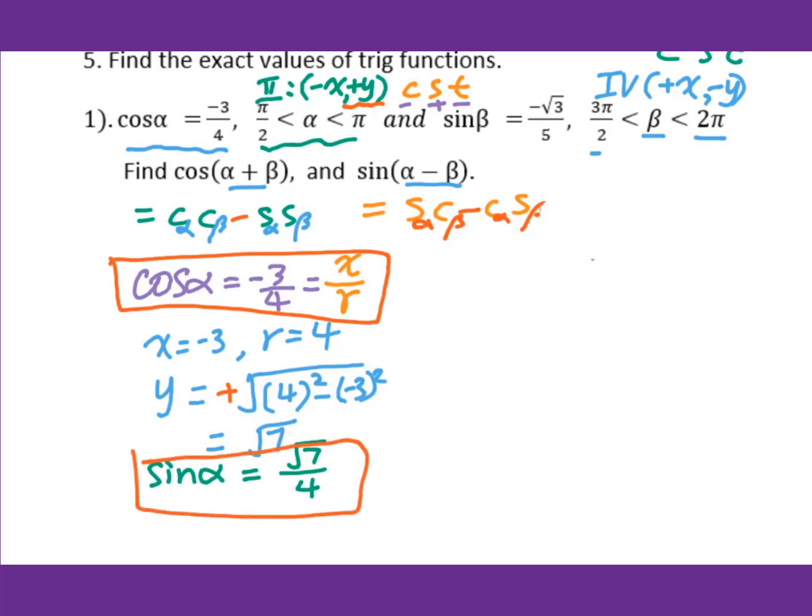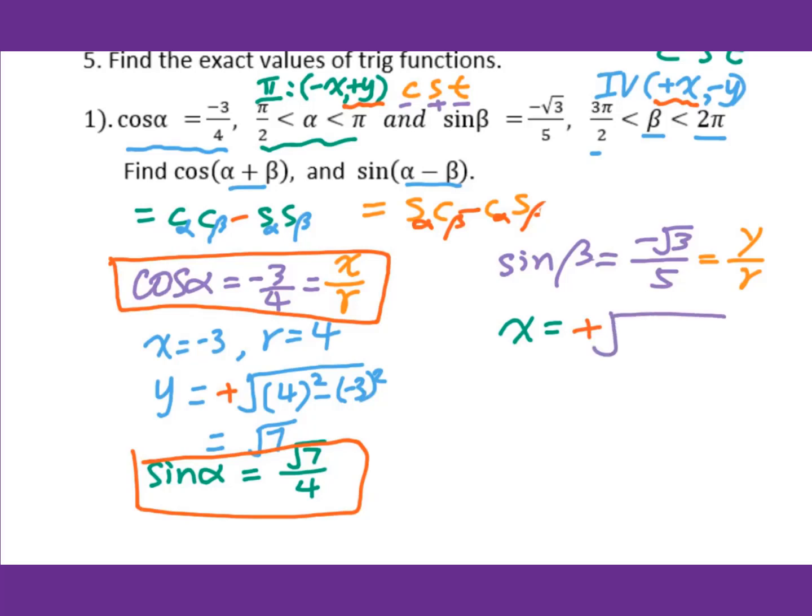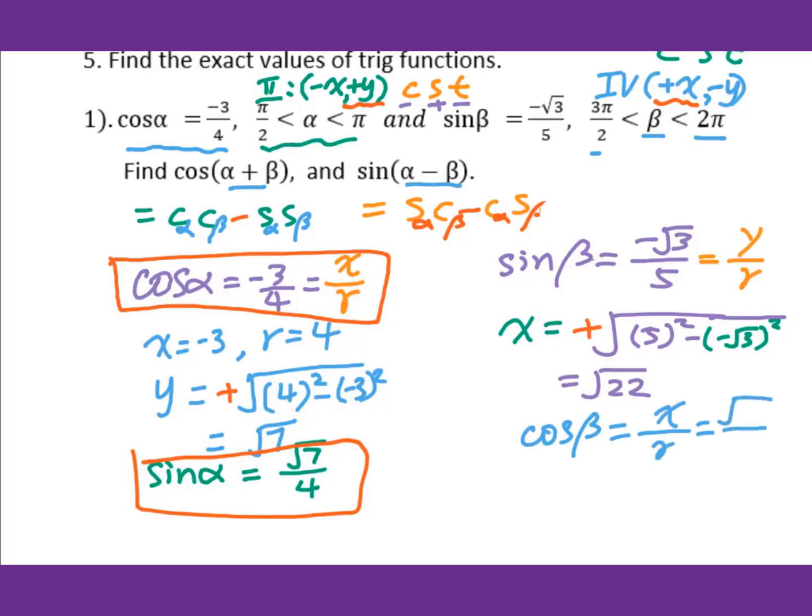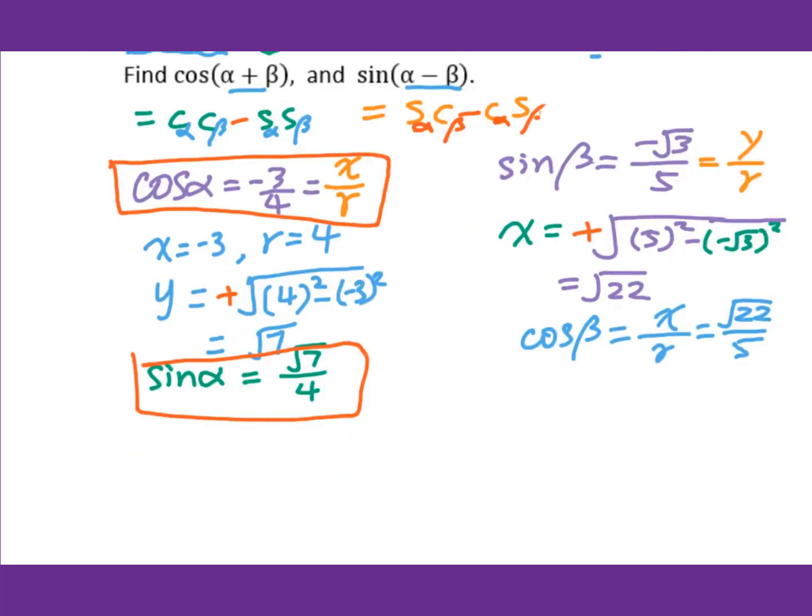Let's go to sine beta and cosine beta. Sine beta equals negative square root of 3 over 5 is given. We label it as y over r. So x, still check here, that's positive. We do square root. R is 5 squared minus negative square root of 3 squared. 25 minus 3, that's square root of 22. Therefore, cosine beta equals x over r, square root of 22 over 5. So we have sine beta and cosine beta ready.